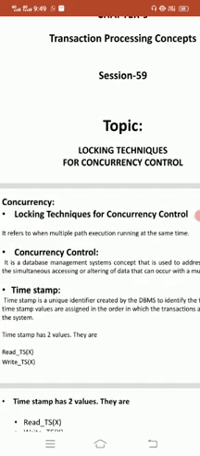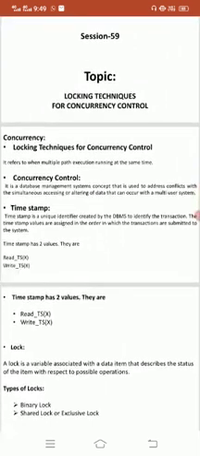So here, first we understand concurrency. It refers to when multiple path execution running at the same time. It is called concurrency. What is meant by concurrency control?